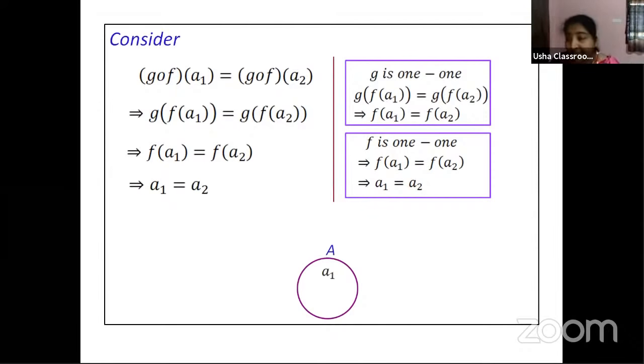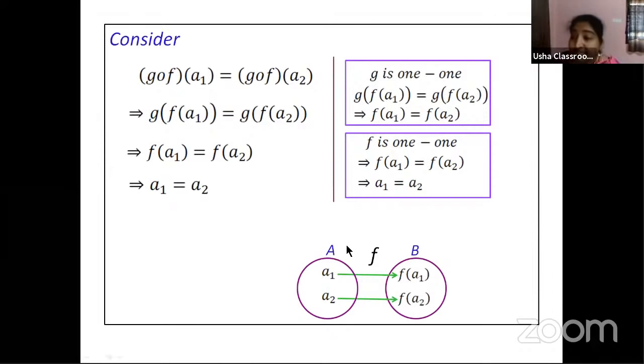You have a set A. A1 and A2 are two elements in this set. You also have a set B, right? Over these two sets, you are defining a function f. Now, in this function f, if you are substituting A1, then you are getting f of A1. And when A2 is substituted in function f, you are getting f of A2. Then g is a function which is defined on B and C.